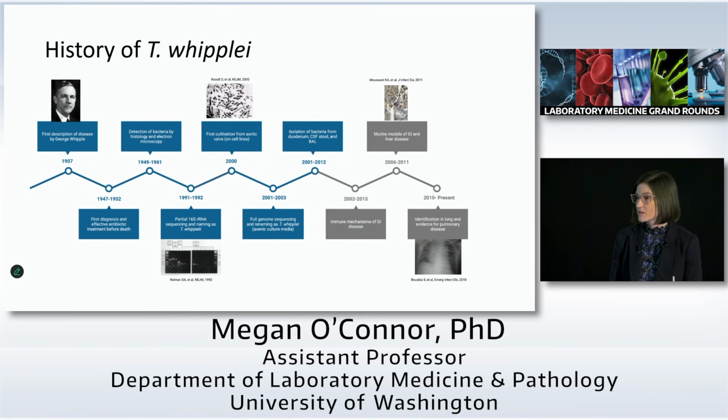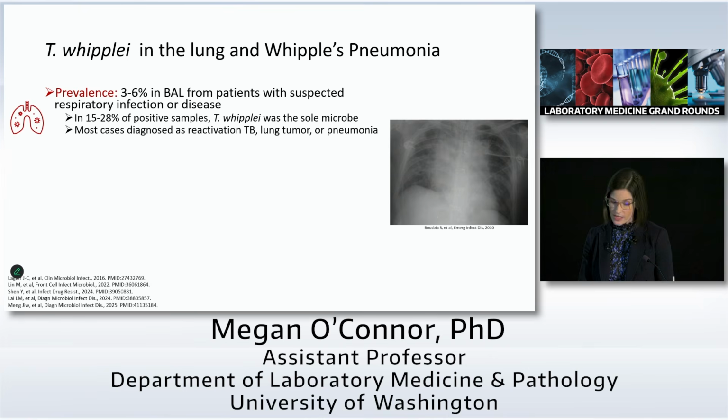And there have been mouse models of both GI and liver disease. And then only within the past decade has there started to be a lot of growing evidence that not only is this associated with different pulmonary disease, but it can really be the causative agent of pneumonia. So then we're just going to transition to talking about a couple of different facts about Whipple's pneumonia.